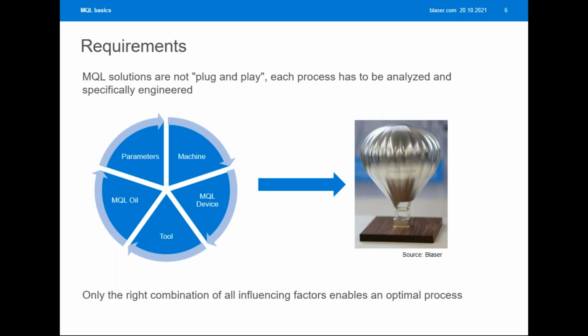And I always identify the machine as one, or probably the biggest key element in a process, because if a machine is not suitable, it is very difficult to retrofit the machine with MQL, and if the spindle construction, for example, isn't suitable for MQL, then it's nearly impossible to implement the process on this machine.